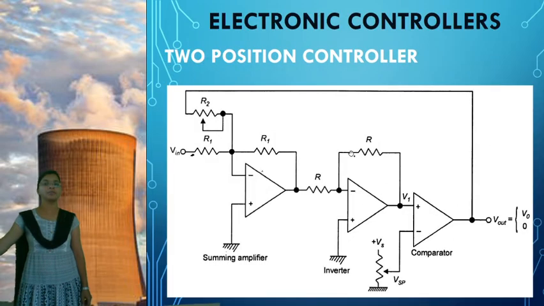First, initially, the two position control system, which has a summing amplifier, and next an integrator, that is an inverter, as well as a comparator. Here the comparator will perform the comparing operation of the two inputs. If the two inputs are the same, that will produce a high output. If the two inputs are different, that will produce a low output. So the two positions will be produced by the comparator. So here we have the summing amplifier, inverter, and next a comparator.